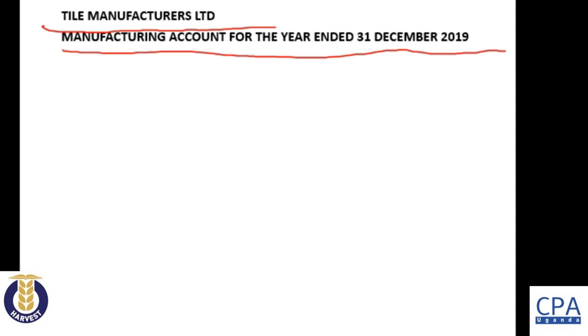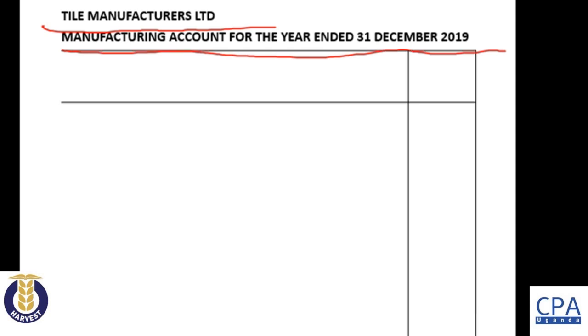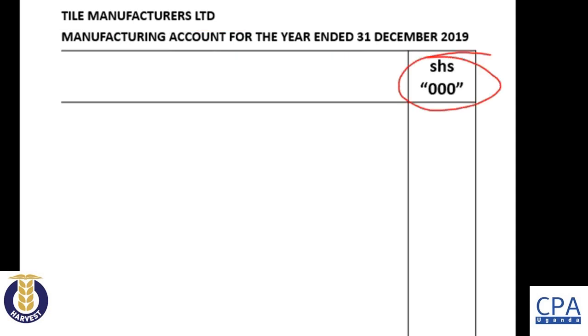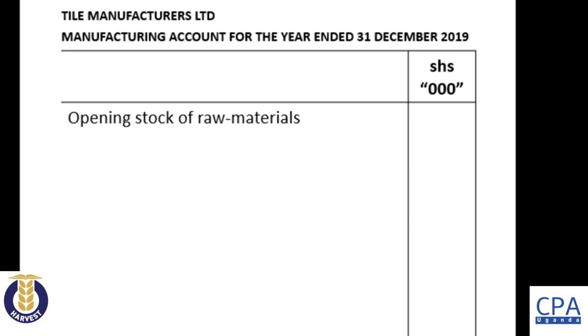So of course we present the elements of the manufacturing account in some rows and columns. So we can have that kind of draft. And of course we shall show the figures in shillings. And of course you may need to show your level of precision, and these are our shillings in thousands. So the manufacturing account begins by recognizing the opening stock of raw materials.